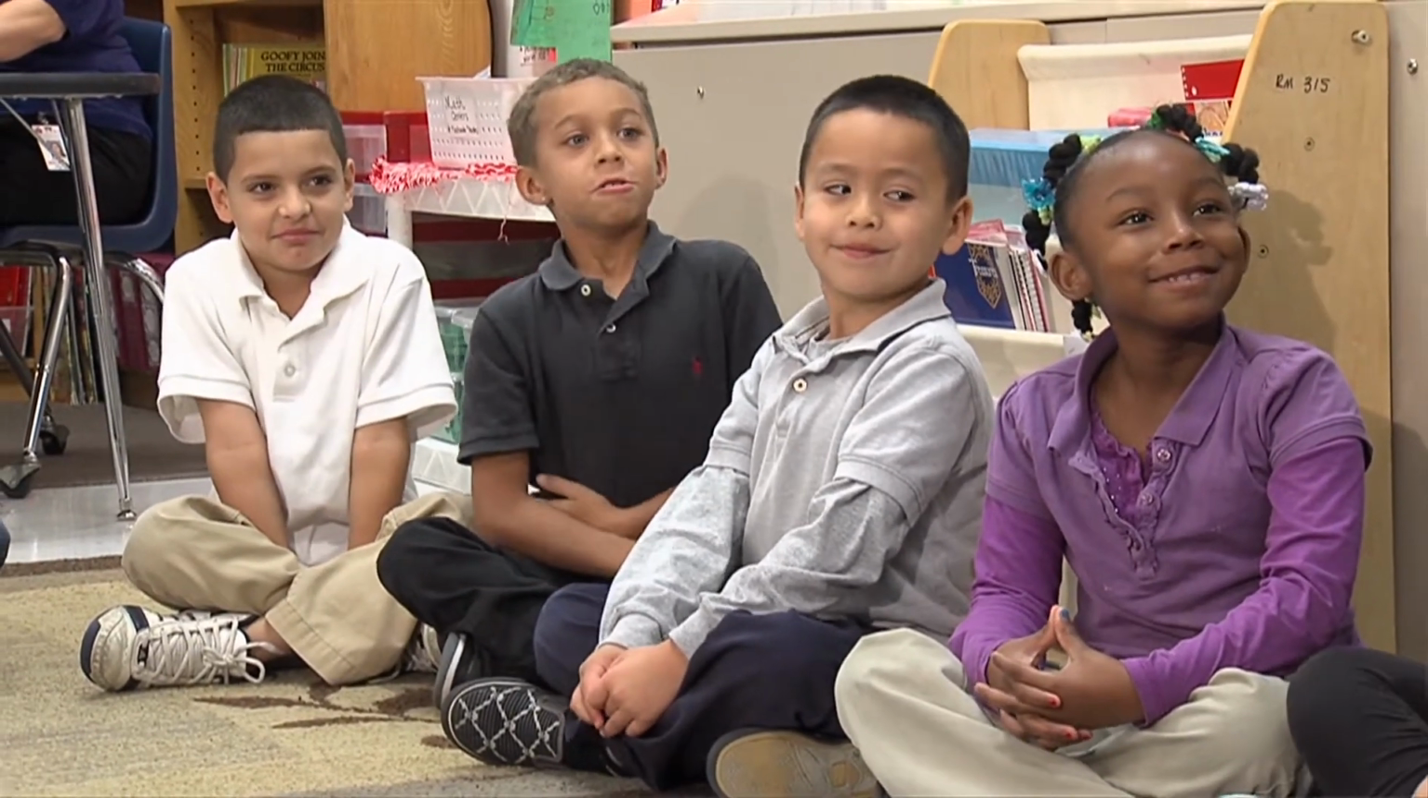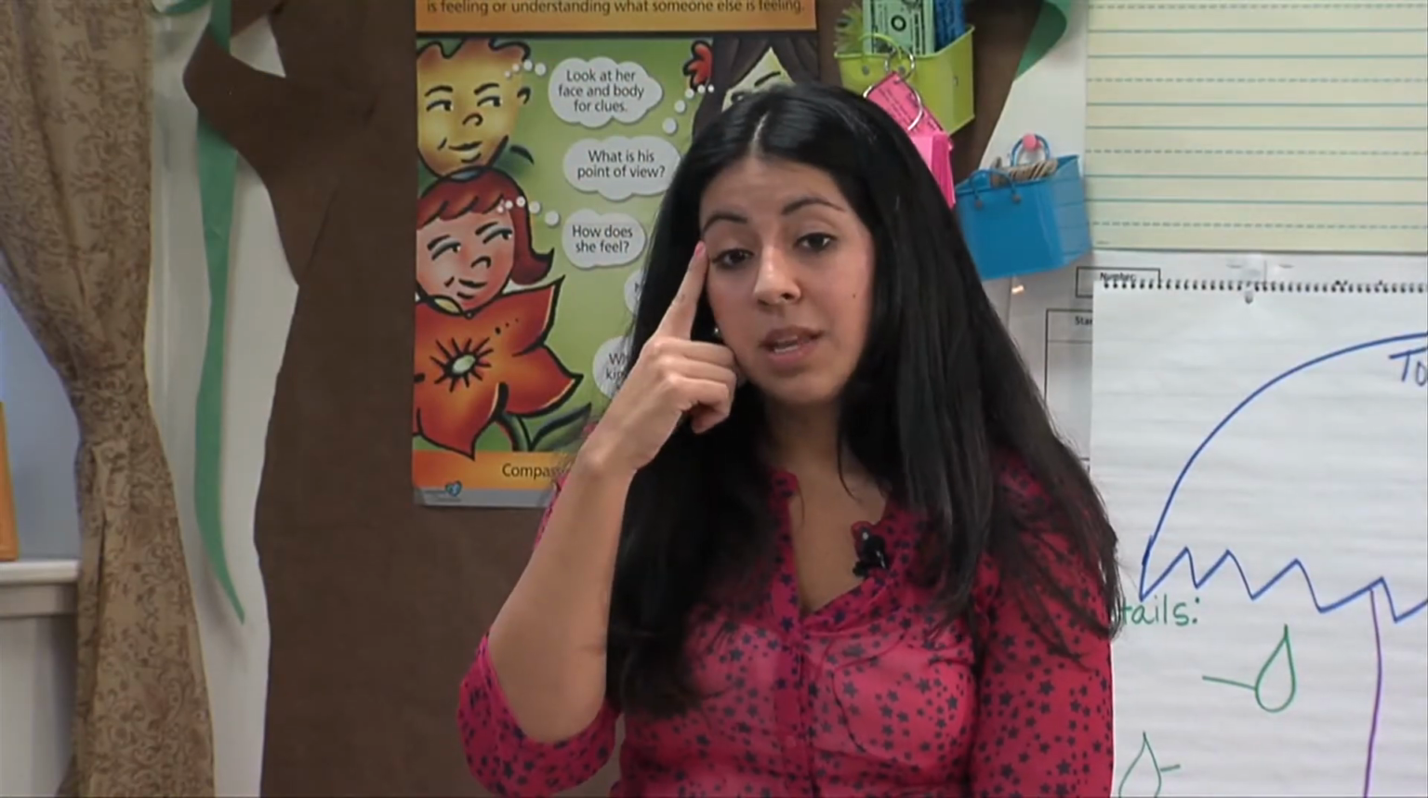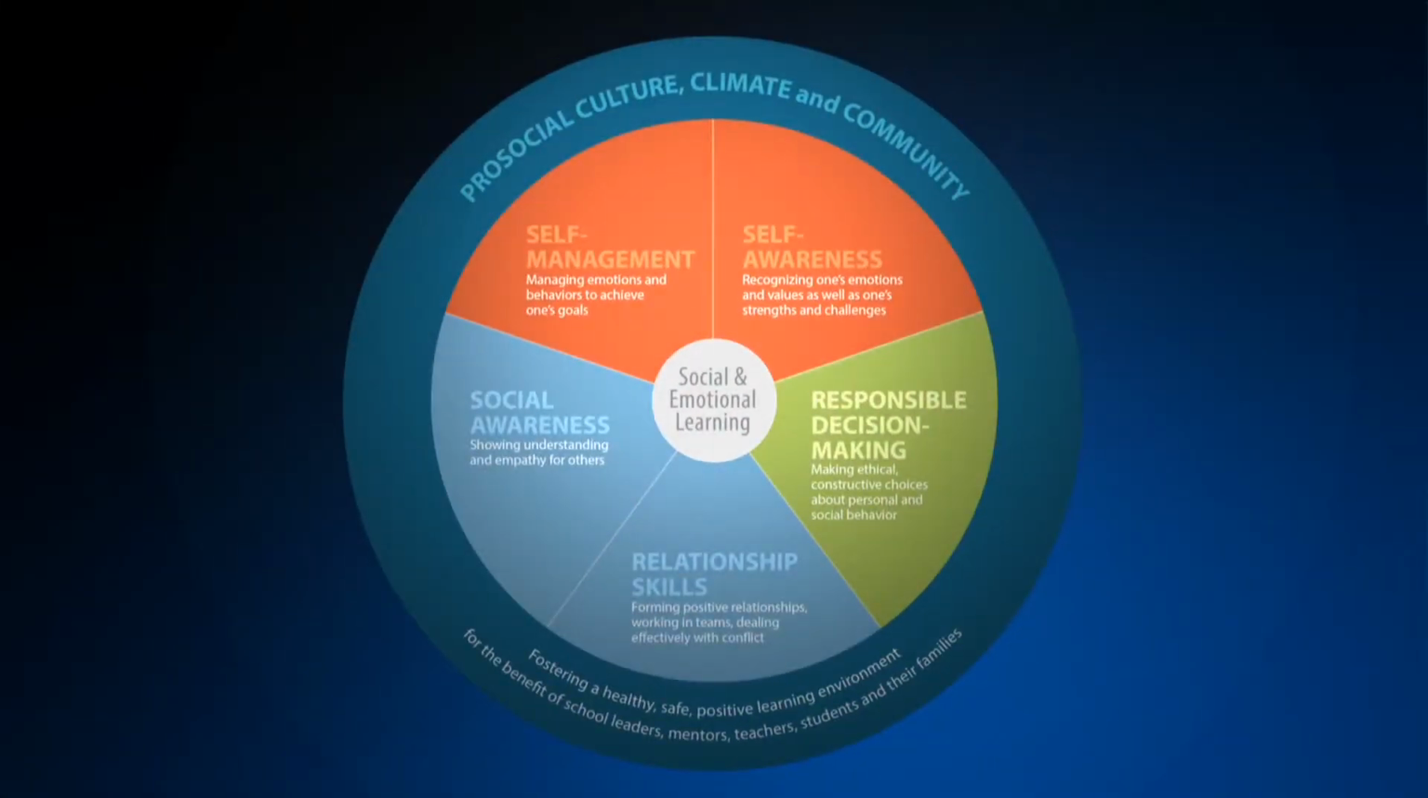We're going to talk about today how our brains manage our feelings. The social and emotional learning framework guides our support and development of teachers, mentors, and school leaders. Social and emotional learning, or SEL, involves 5 key competencies: self-awareness, self-management, social awareness, relationship skills, and responsible decision-making.